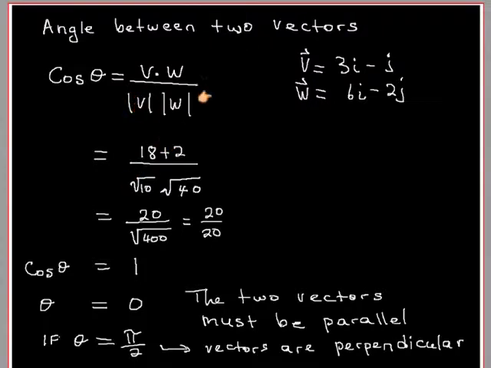The magnitude of vector v would be 9 plus 1, which is root 10, and 36 plus 4, which is root 40, and we get 20 over the square root of 400, which is 20 over 20, and the cosine theta ends up being 1, which means that theta is 0. It means there is no angle between the two vectors, and when theta is 0, the two vectors must be parallel. If it turns out that theta is pi over 2, then you know that the vectors are perpendicular or orthogonal.